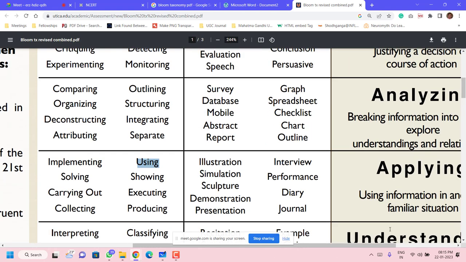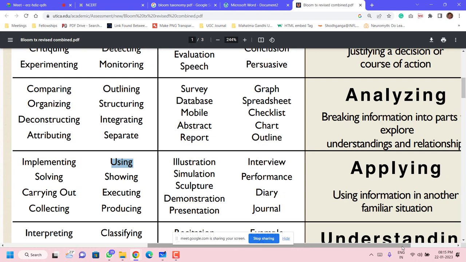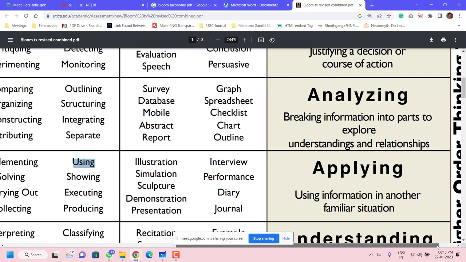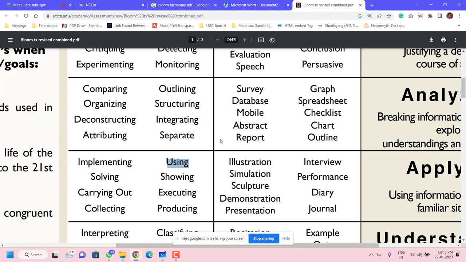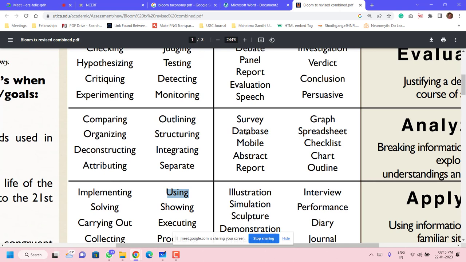Similarly, analyzing. What is analyzing? Breaking information into parts, different parts, to explore understanding and relationships. Different parts of the small g: what are the different parts? It involves the distance between the two objects and the masses of the two objects, and how these play a role in deciding the value of gravitation. When we talk about gravitation, what are the deciding factors? One deciding factor is the distance, and another deciding factor is the masses of those bodies and how they play.